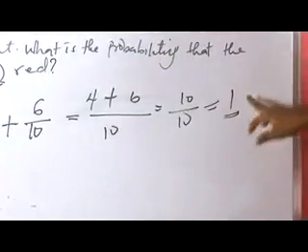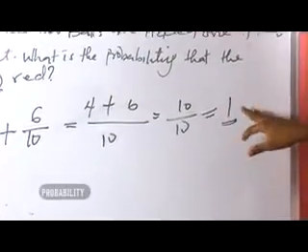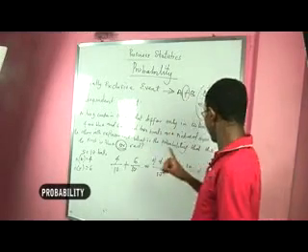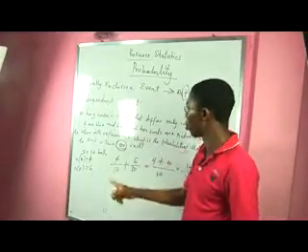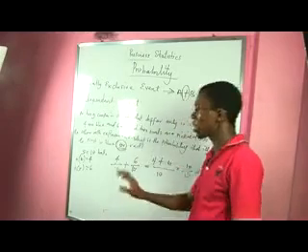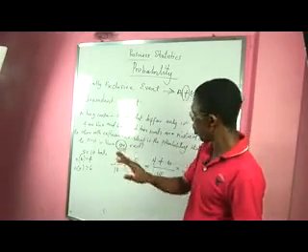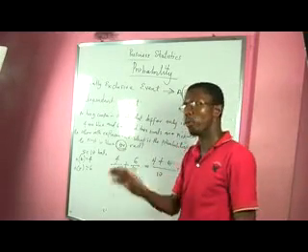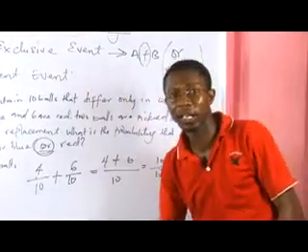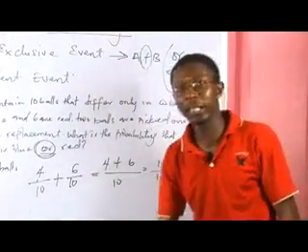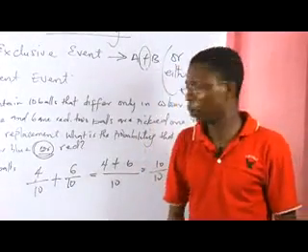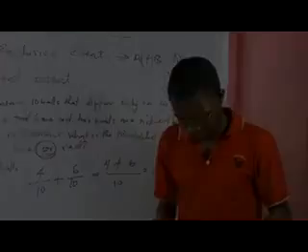The reason why we are getting 1 is the fact that the certainty of getting a ball inside a bowl that contains only red and blue is just certain, because there's no way you can see another ball inside the bowl other than red or blue, because we have only red and blue. So it is certain that whenever you put your hand inside the bowl, you will surely pick a red ball or a blue ball. I hope that is clear.